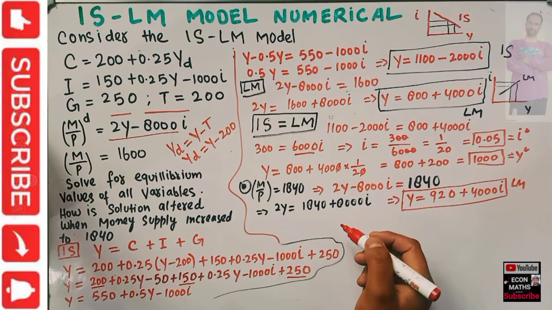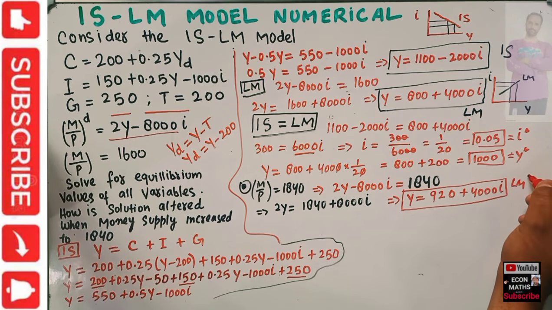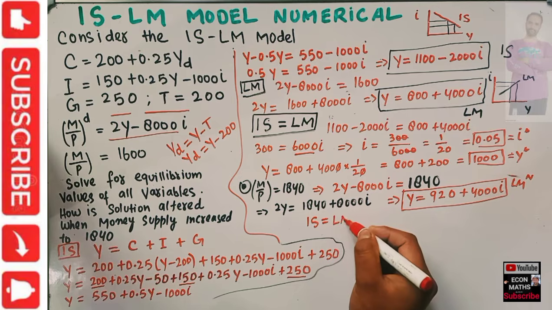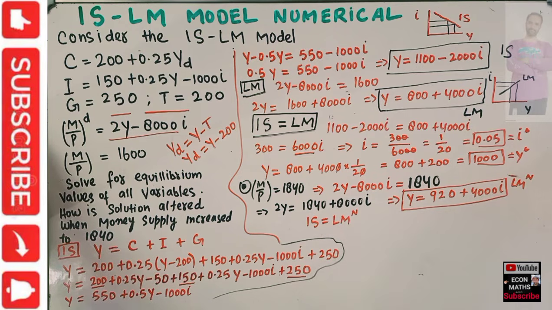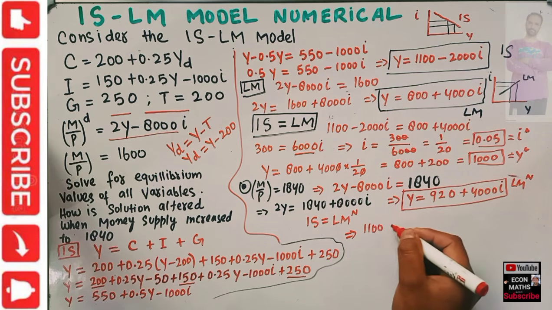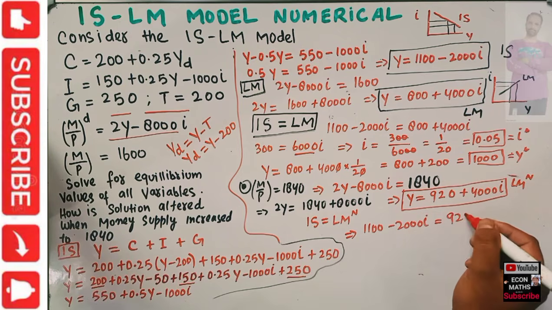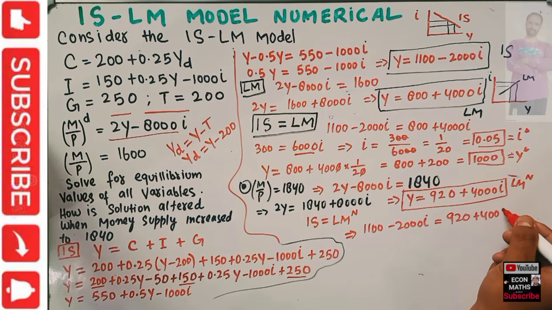So let us write it. LM bar, that means new LM, or LMN. So we equate the old IS with the new LM. Since Y is the same, in the LHS we can equate the RHS. We have 1100 minus 2000 I is equal to 920 plus 4000 I.